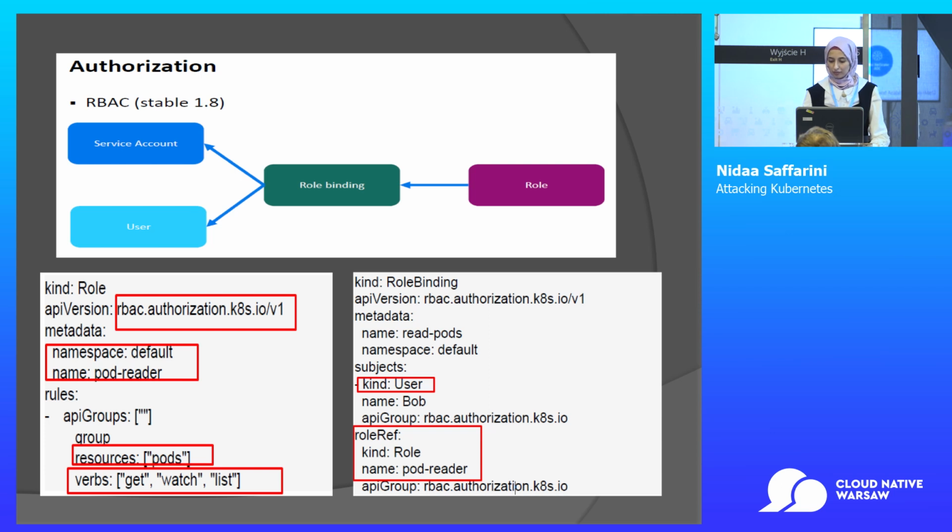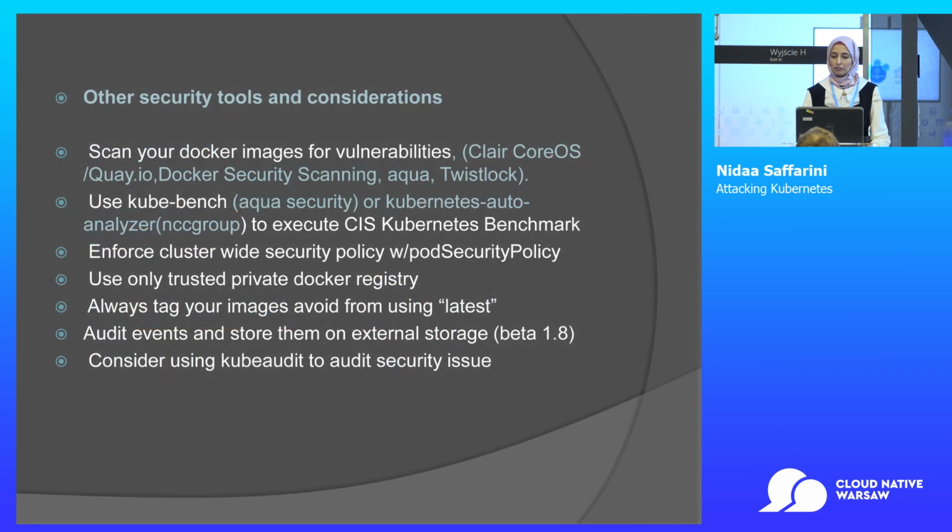I also recommend some security tools to scan Docker images or look for Docker image vulnerabilities, like Clair, Quay, or Docker scanning tools, or Aqua or Twistlock. But maybe Twistlock is a paid one, it's not free. You can also use Kubernetes auto analyzer, such as kube-bench, to take a look at the security of Kubernetes.